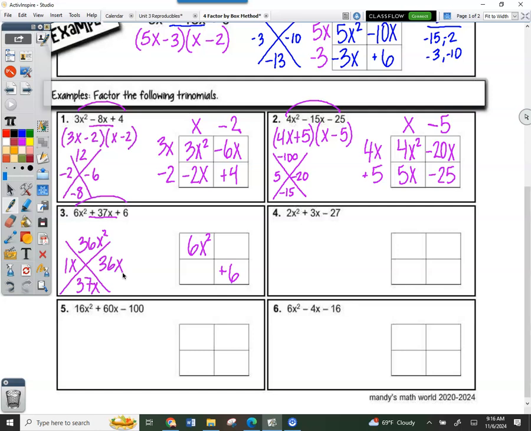Now, do I need to write 1x? Nope, I need to write x. And then this is 36x. What's the GCF across the top? 6x. Some people do better to go ahead and start the top, filling in the top right here. 6x times what gives me 6x squared? x. 6x times what gives me 36x? 6.